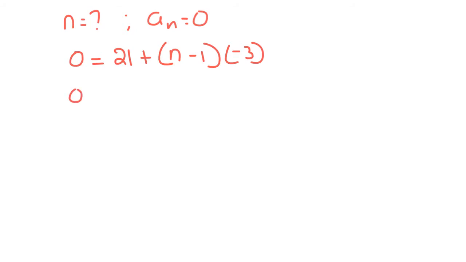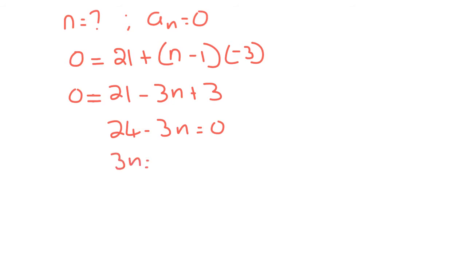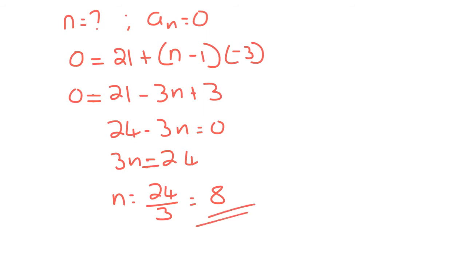So 0 is equal to 21 minus 3n plus 3. So simplify this. This is going to be 24 minus 3n equal to 0. So 3n equal to 24. n is equal to 24 over 3, which is equal to 8. So the 8th term will be 0 in the arithmetic progression. So we have answered the second part of the question also. Good going. Keep working, keep practicing.